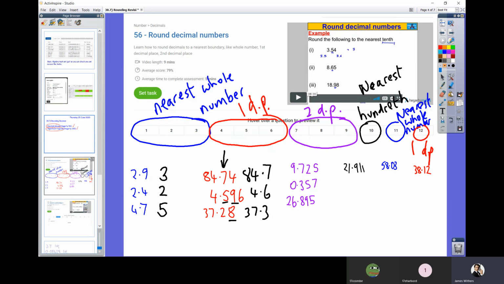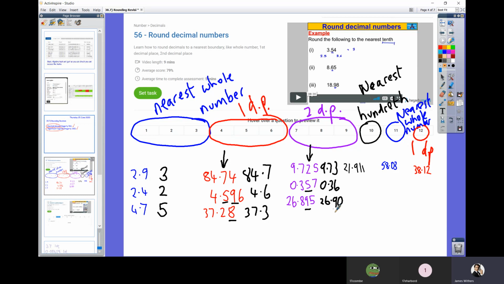Now, questions 7, 8, and 9 require you to give your answers to 2 decimal places. So the 2 numbers after the decimal point will be where you finish. And again, you've got to decide, do you round up or not? So do we round this one up? Yes. So 9.73. Do we round that 5 up? Yes, we do. So 0.36. Do we round that 9 up? Yes, we do. Now, you've got to be careful with this one. So that 89 becomes 90. So that would be 26.90.